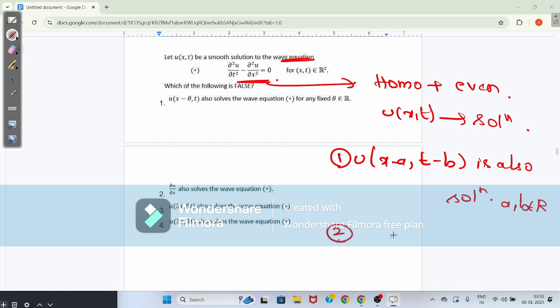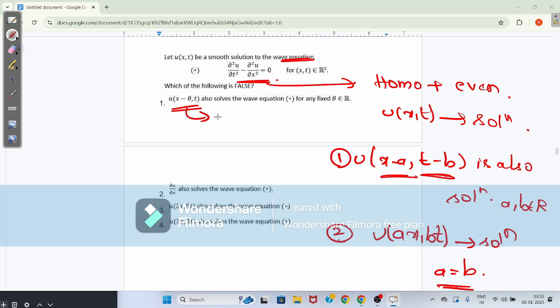The second condition is u of ax comma bt. This will be a solution if and only if a is equal to b here. This is in the form of x minus a, t minus b here. So this is the correct statement here. Okay, here a and b are not equal. Since these two are not equal, this is the wrong statement. Here both are equal. No need to check, only one option is the correct option here. So this is the false statement that we have.